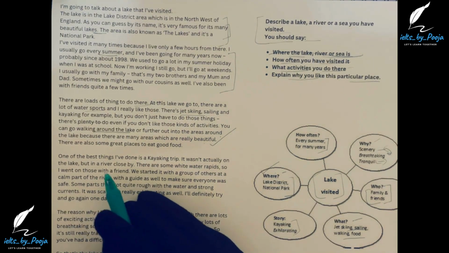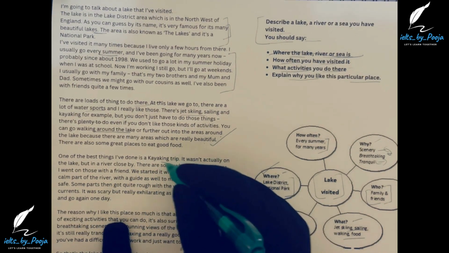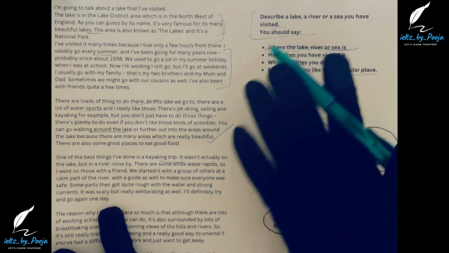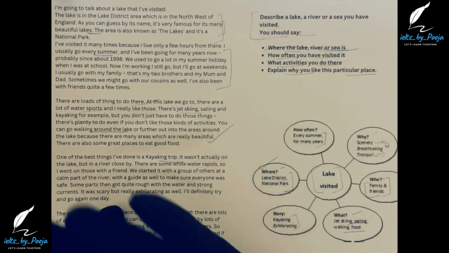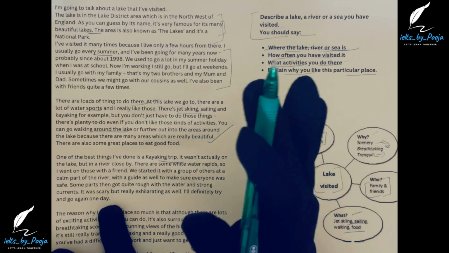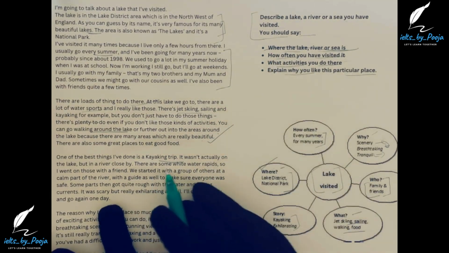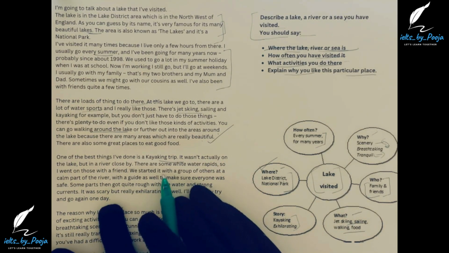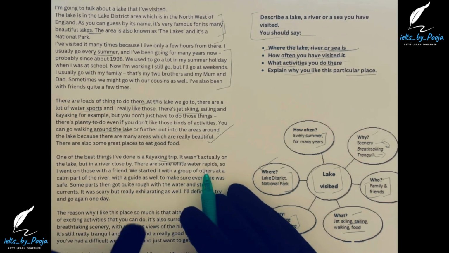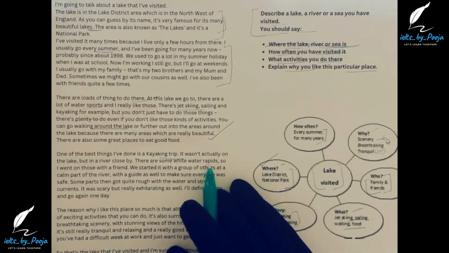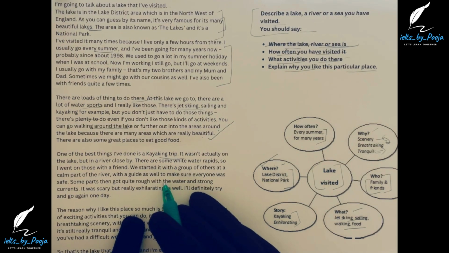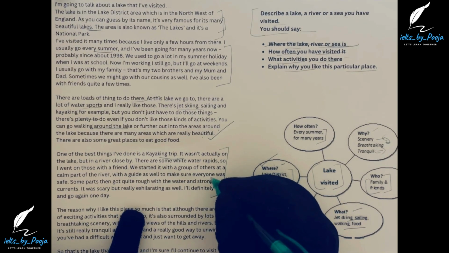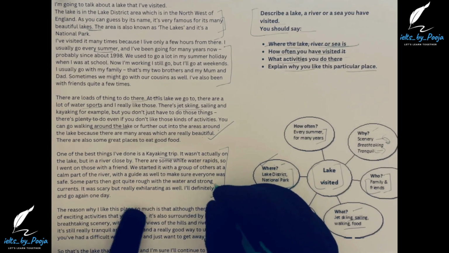And then you are saying "one of the best things I have done is..." Then you do a little storytelling, in case you need to extend your topic, that you did the kayaking trip there or whatever, or you did the sailing, the jet skiing, or anything. And you mentioned that there were some white water rapids, "so I went on those with a friend. We started with a group of others at a calm part of the river with the guide, as well as to make sure everyone was safe." So you mentioned that you did it with your friends and you did it in such a way that it was safe as you were with a mentor.